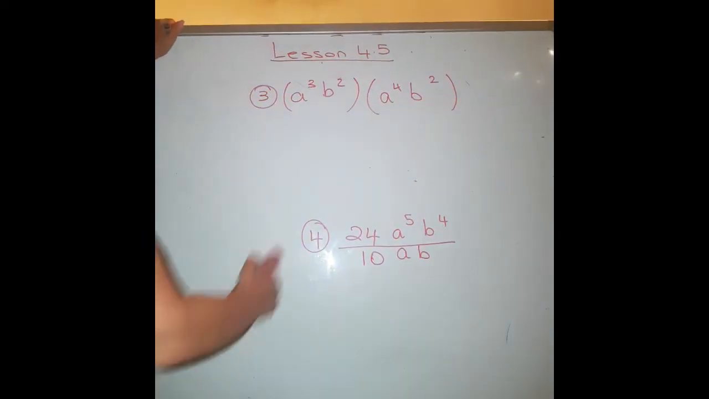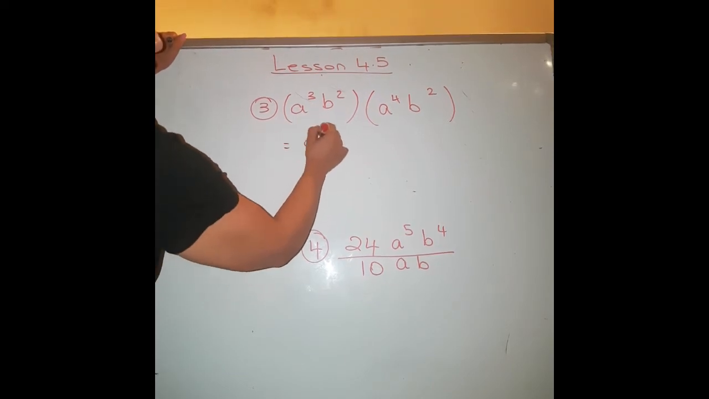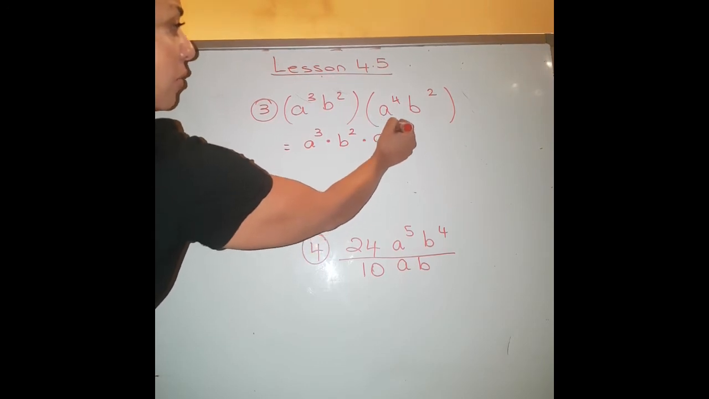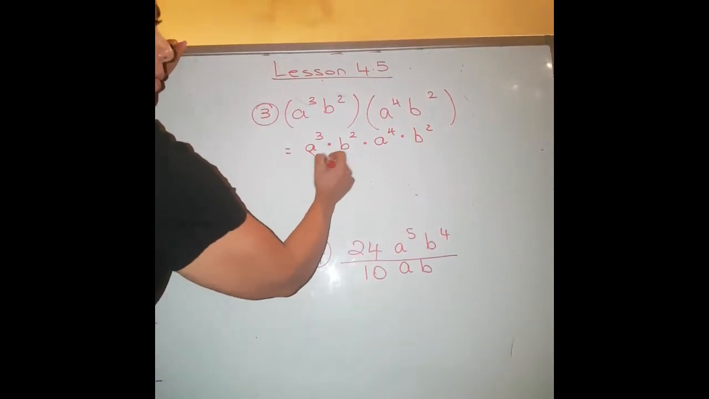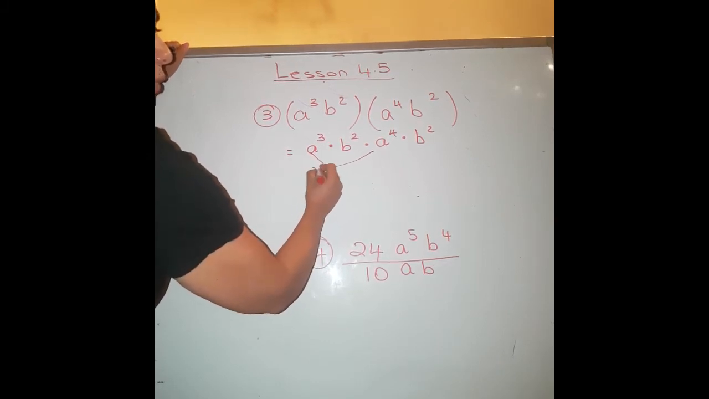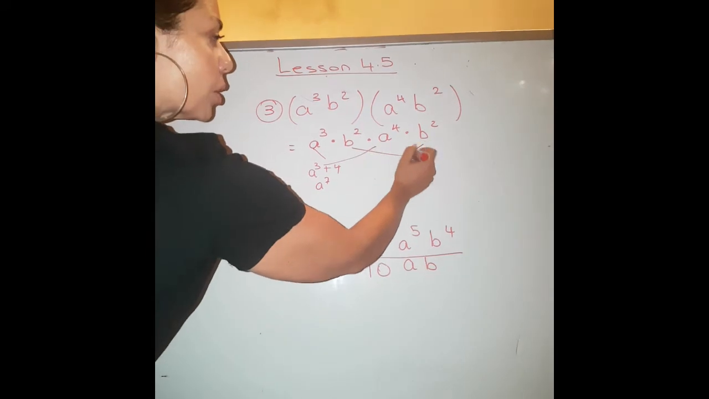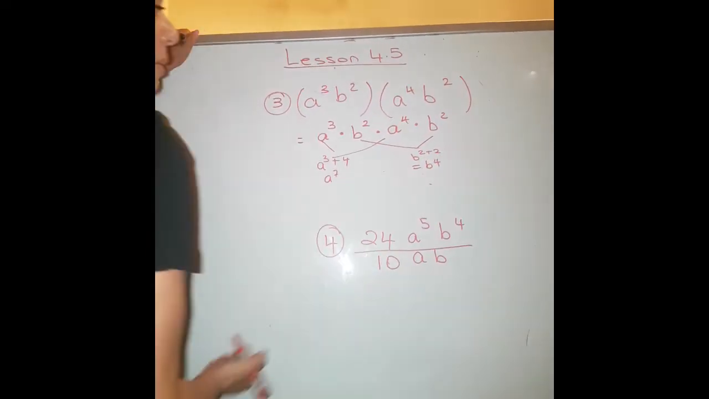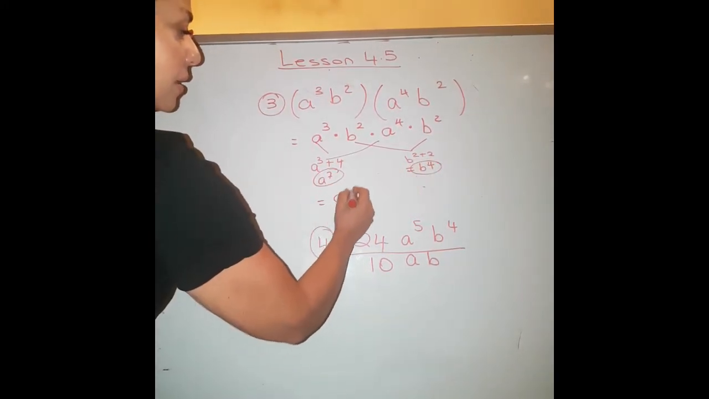Our third example is this. First thing I do is I open them up, which is a to the third times b to the second times a to the fourth times b to the second. I take my like terms, a^(3+4), which is a^7. I take my like terms, b^(2+2), which is b^4. What's my final answer? It's this and this, so it's a^7 b^4.